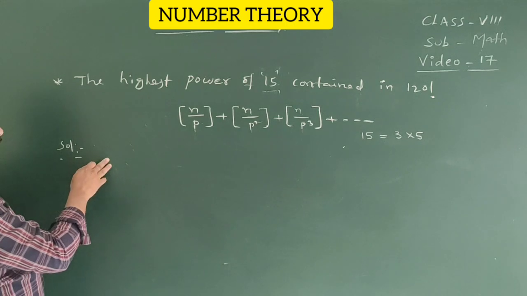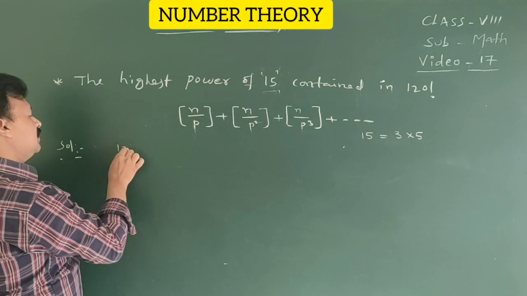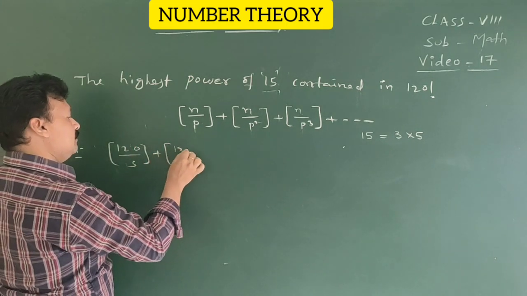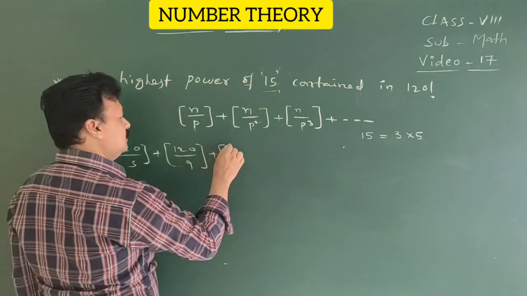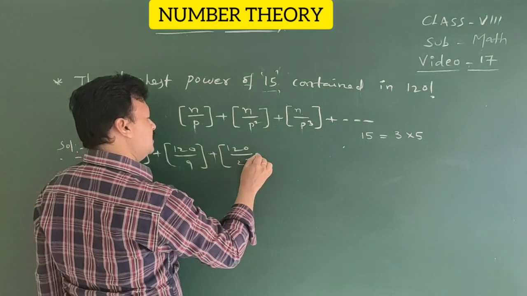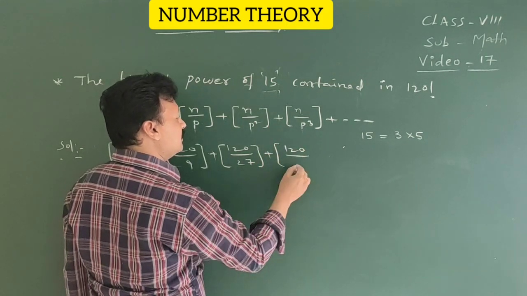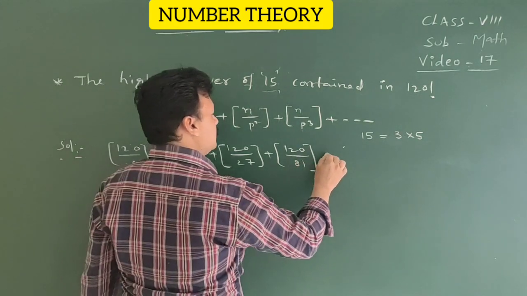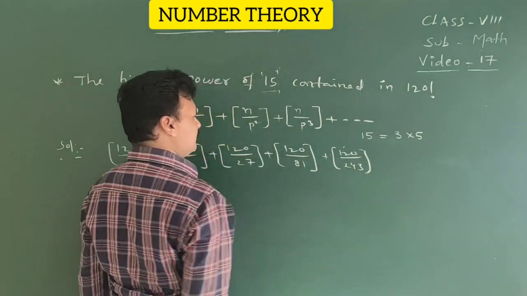First of all, the highest power of 3 contained in 120 factorial. 120 by 3 plus 120 by 3 square which is 9 plus 120 by 3 cube which is 27 plus 120 by 3 power 4 which is 81 plus 120 by 243, 3 power 5.